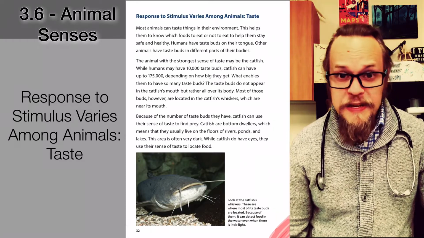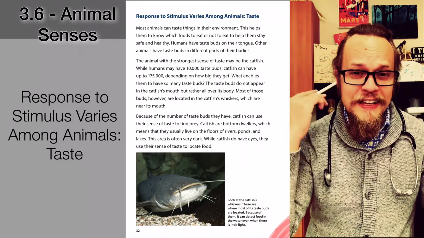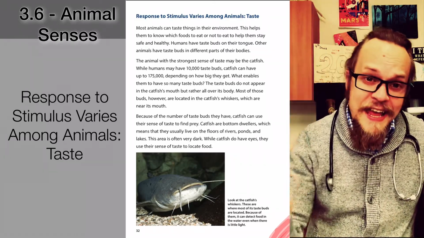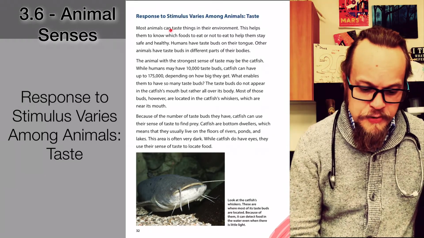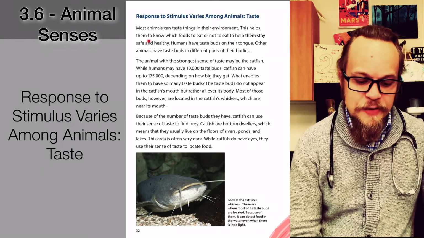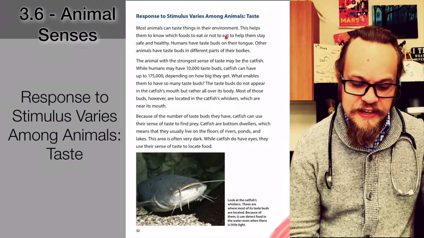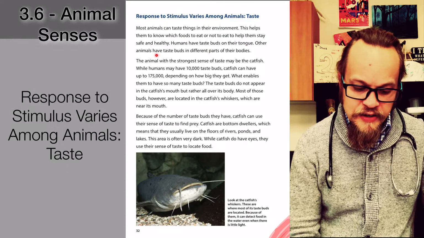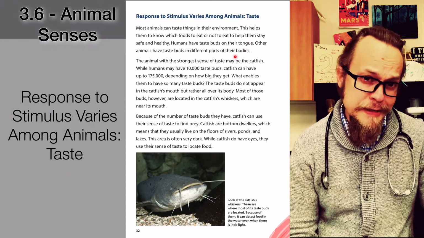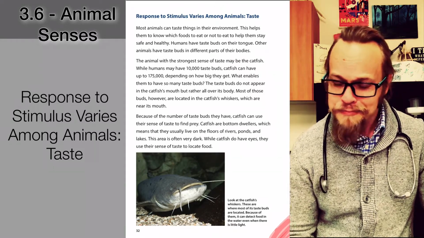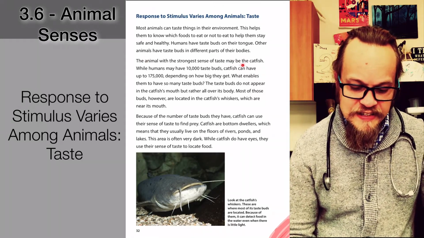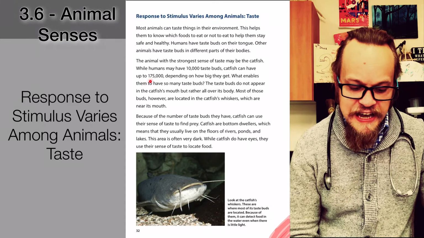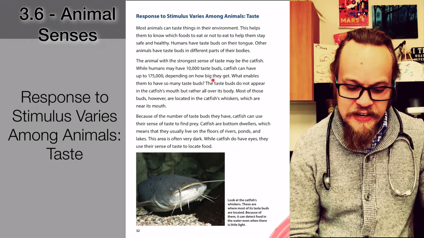Okay? And last but not least, because animals see differently, hear differently, smell differently, touch differently, they also taste differently. Most animals can taste things in their environment. This helps them to know which foods to eat or not to eat to help them to stay safe and healthy. Humans have taste buds on their tongue. Other animals have taste buds in different parts of their body, aside from their tongue. The animal with the strongest sense of taste might be the catfish. While humans may have 10,000 taste buds, catfish can have up to 175,000 depending on how big they get.